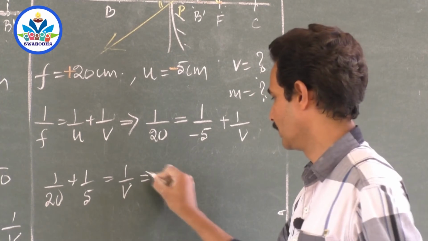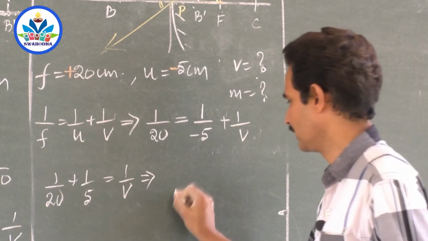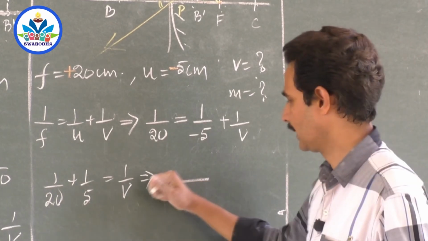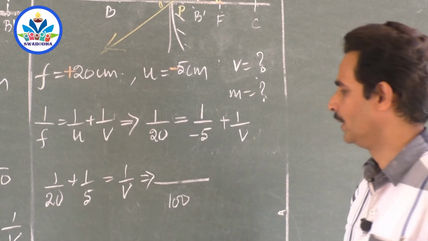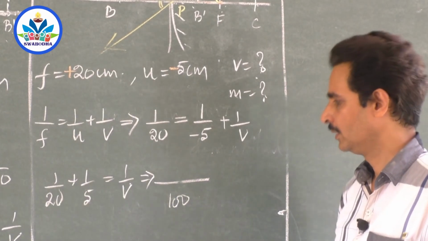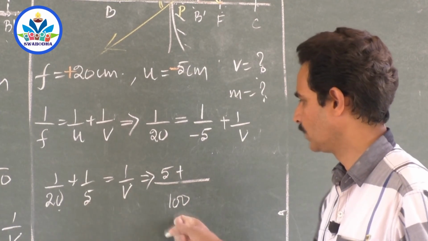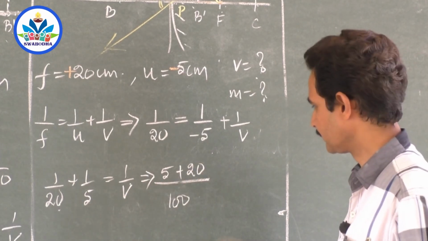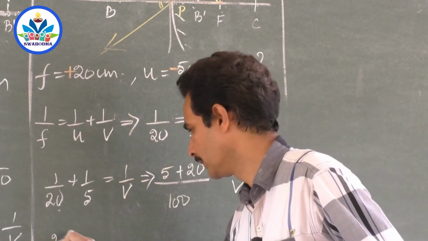So what is 1 by V? I think I can take common something like 50. 50 is better choice. I'll take 100, no problem. I'll take 100 as a common denominator. 25 times 5 plus 5, 20 times 20. Right. That is 1 by V. 25 by 100 is 1 by V.